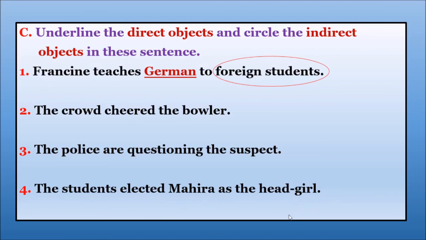Okay, children. So there are 8 questions in this C Roman. The first 4 we have finished and the remaining 4 you do as homework. Okay.